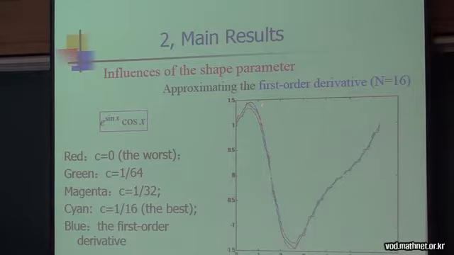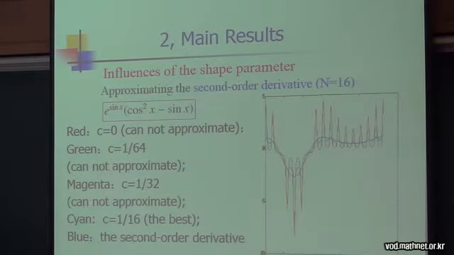Finally, as the last example, we see the approximation of the second order derivative by our quasi-interpolant. This is the second order derivative of the function. Then we can see that the red curve oscillates very largely and frequently, and the green curve and the magenta curve also oscillate frequently. From this figure, we can see that the Cn curve gives the best approximation to the second order derivative.